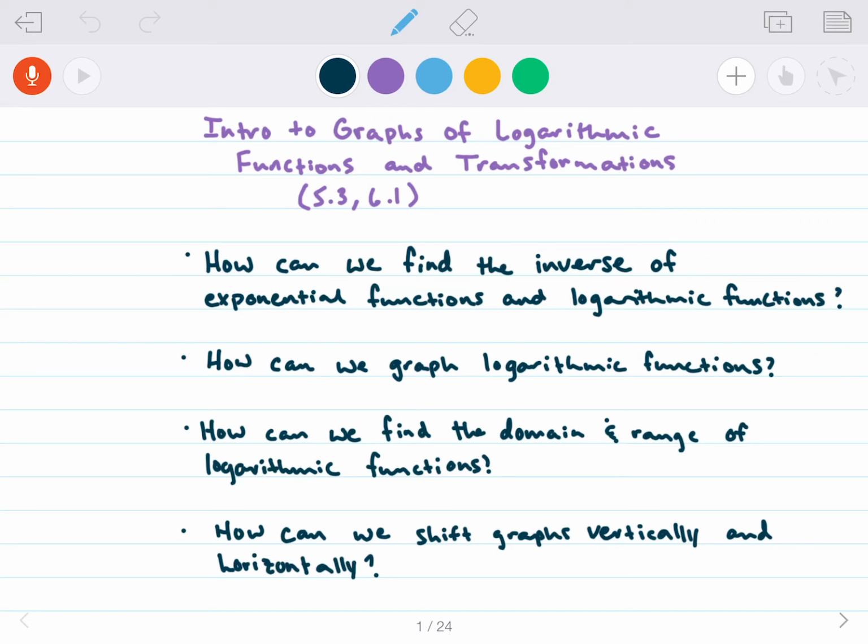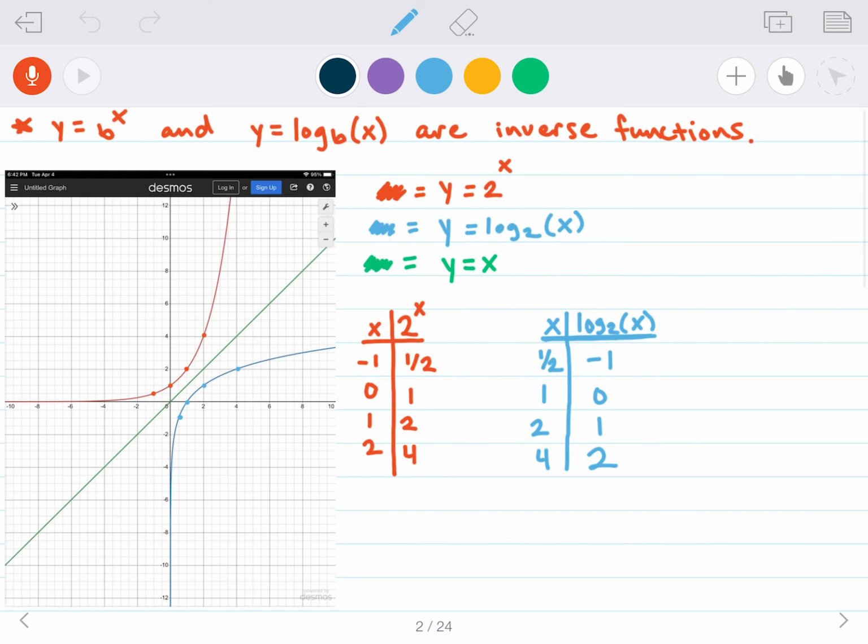Hey guys, this week we're going to finish up talking about logarithms. We're going to talk about the graphs of logarithmic functions, and we're going to talk a little bit about transformations, in particular vertical and horizontal shifts. So that's going to be the very beginning of 6.1.